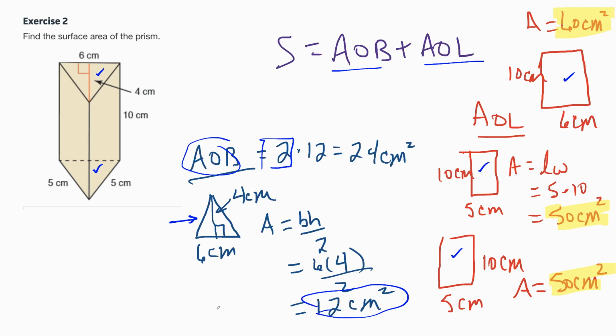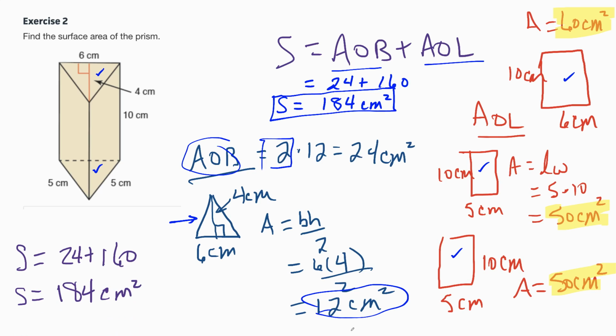And then I'm going to leave it to you to add all these together. Well, actually, I won't leave it to you. We can add them together. So what do we get? Surface area equals 24 plus 60 plus 50 plus 50 plus 160. So the surface area is 184 centimeters squared. Okay, there you go. Next. Well, wait, it's right down there. I did do it. Okay.